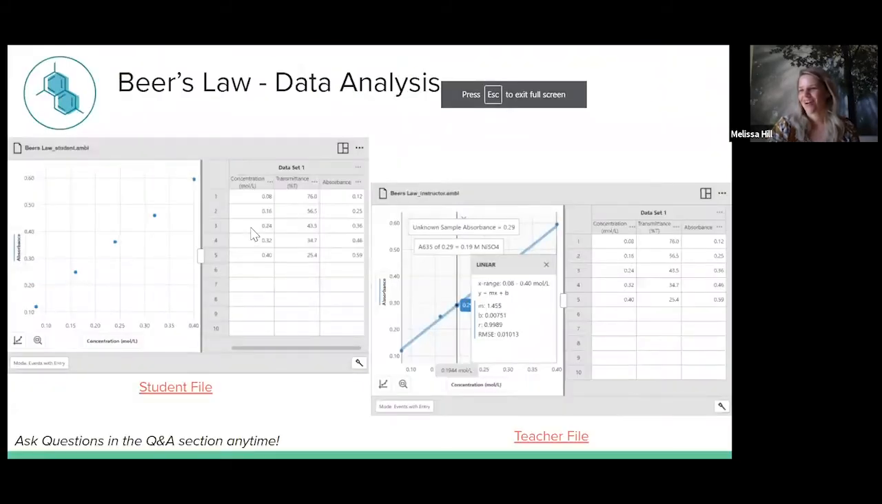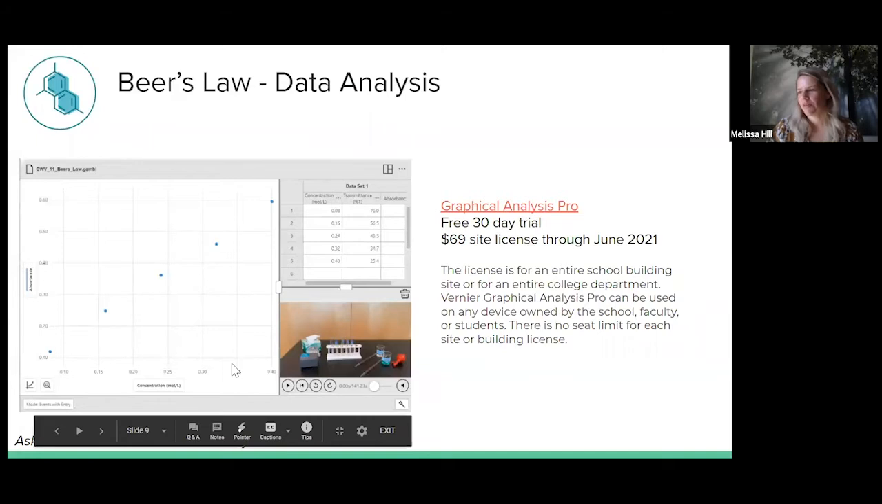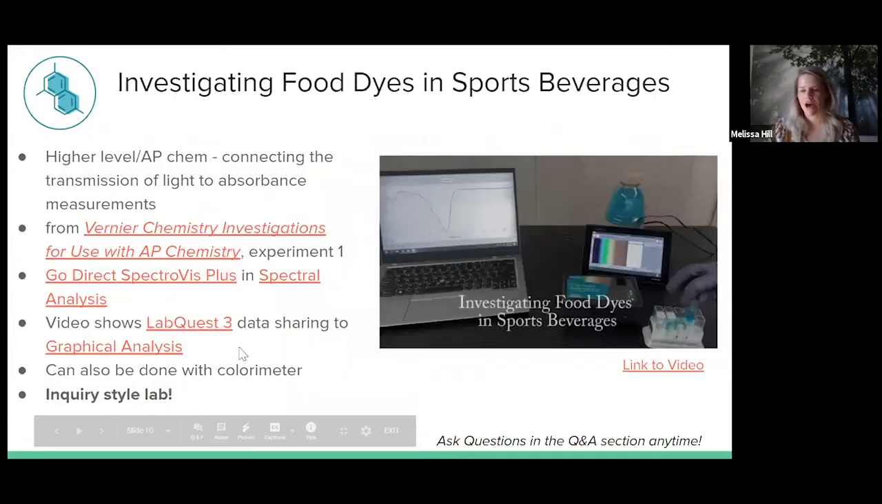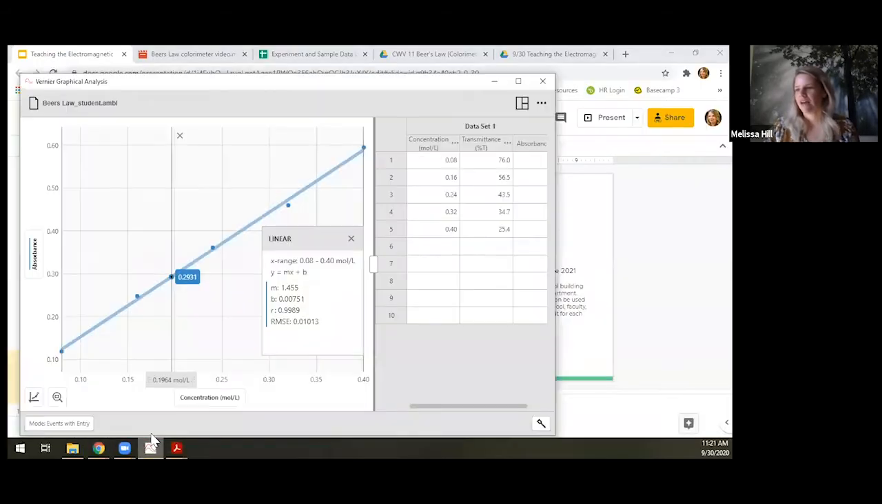All right, so in this presentation, again, there are links to both those files. And now I want to show you a little bit of Graphical Analysis Pro and how this file can be improved if you have the video directly in the data set.